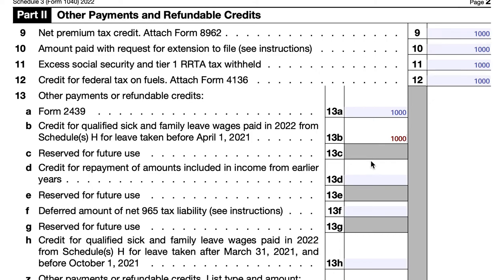In line 13D, if you are claiming a credit for repayments of amounts that you included in your income in an earlier year because it appeared that you had a right to the income at that time, then you would enter that amount here. Line 13E is reserved for future use. Line 13F has to do with net 965 tax liability, which is a very obscure part of the Internal Revenue Code. So if you've never heard of it, don't feel bad.